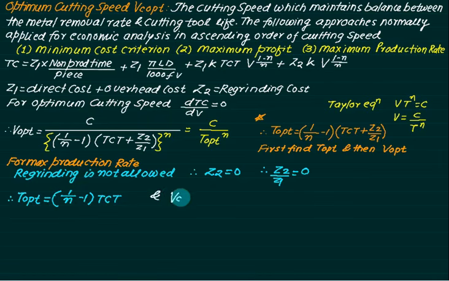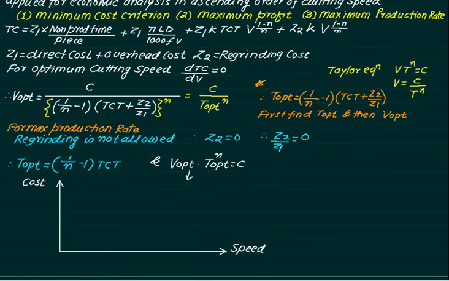Again, you can use Taylor's tool life equation to find the optimum cutting speed. So V optimum multiplied by T optimum to the power n equals a constant. This is the final closing of this video, and here we have a plot of cost versus speed. This is the minimum cost, so we have a minima here; the parabola will be upward, therefore we have minimum cost. This represents the minimum cost.